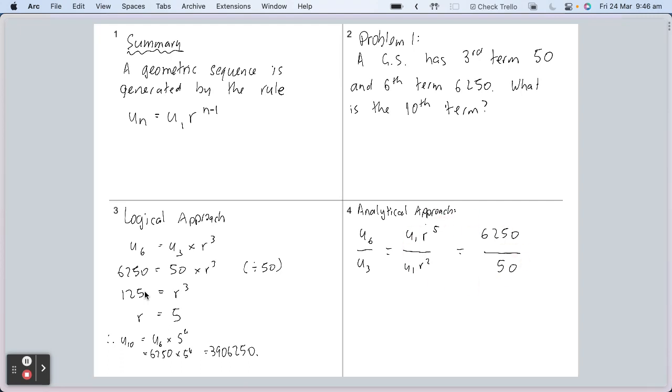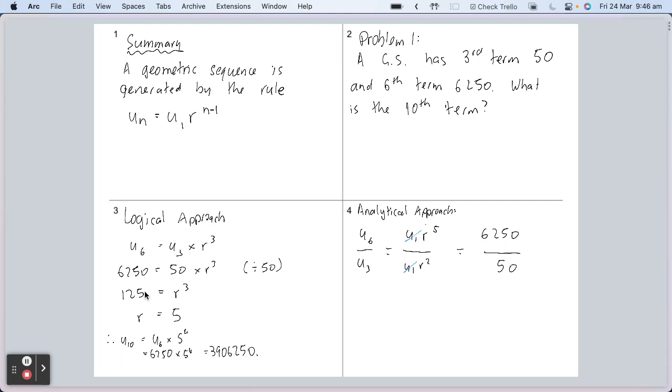Am I making sense so far? So I've used my understanding of the general term to come up with an expression here, and I've used the knowledge from the question to come up with an expression here. And the reason why I'm going to do that may start to be evident to you. Because these are all multiplications here, I can cancel out the U sub 1s. They're gone. Hooray! R to the power of 5 divided by R to the power of 2.